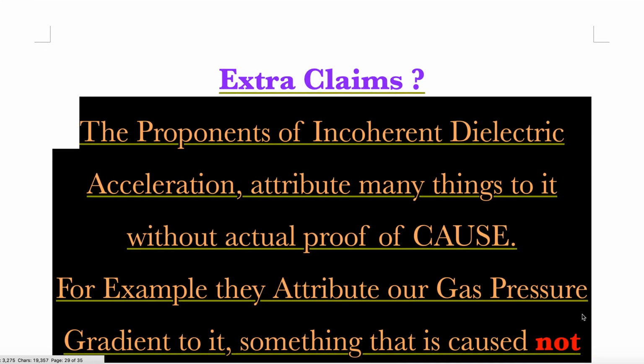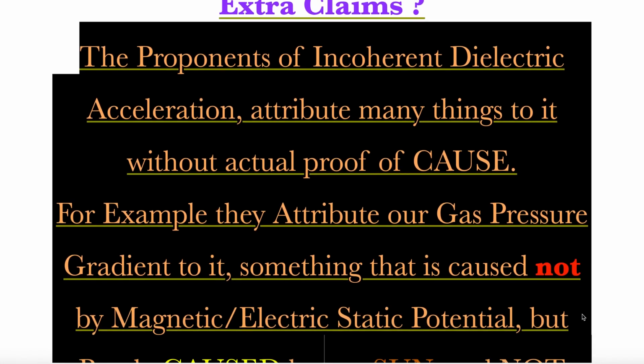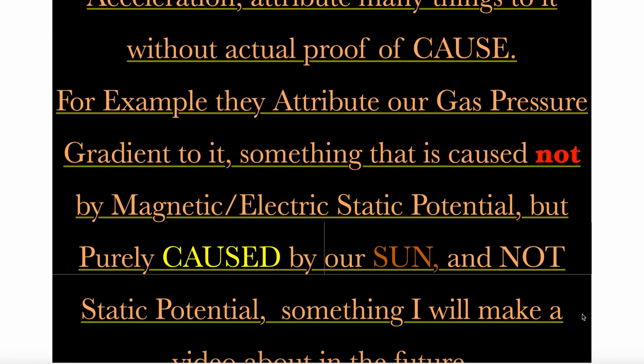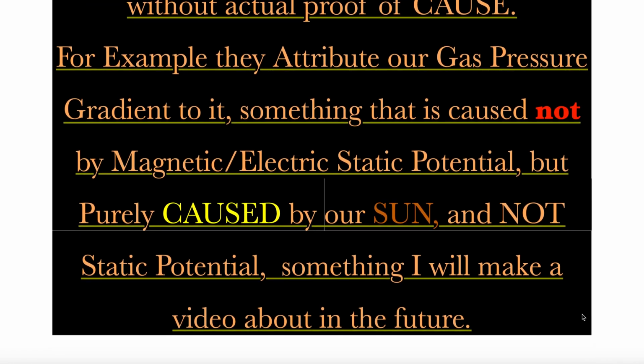Extra claims, right? These are some extra things that have been claimed from the proponents of incoherent dielectric acceleration. They attribute many things to it without actual proof of cause. You have to prove that it's the cause of the effect. For example, they attribute our gas pressure gradient to it, something that is caused not by electrostatic potential, but purely caused by our sun, something I will make a video about in the future.